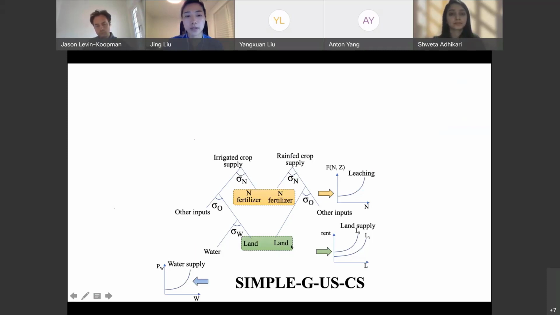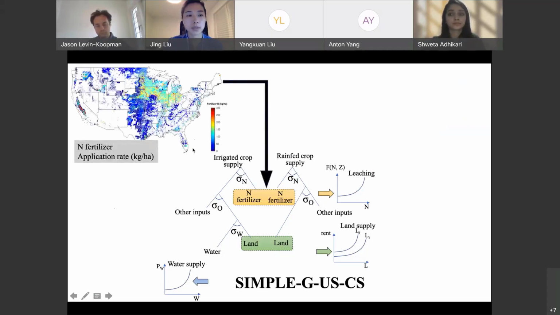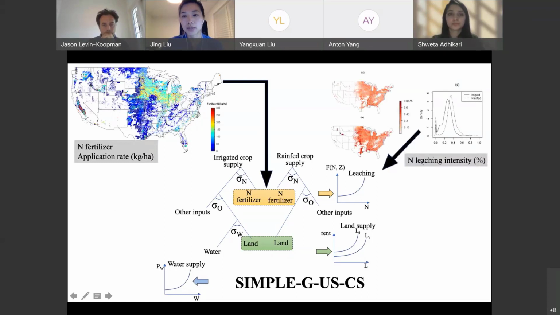And then here we have some special built-in additional data from external sources, feeding into the base data. Like here is the nitrogen fertilizer use. In the U.S., we see it relatively higher in the main Corn Belt area. And then we have this leaching function that tells us how much fertilizer use could be leaching to the stream. It differs between irrigated and rain-fed crops, but on average, about 20 to 40% of fertilizer used will be lost in the water.